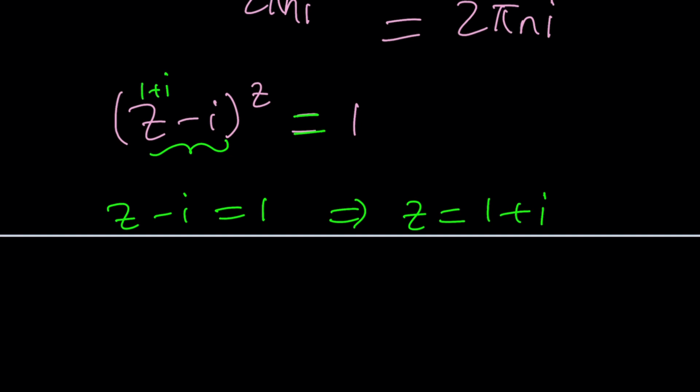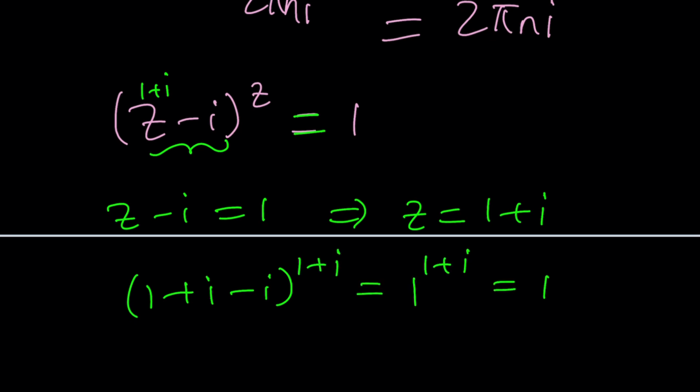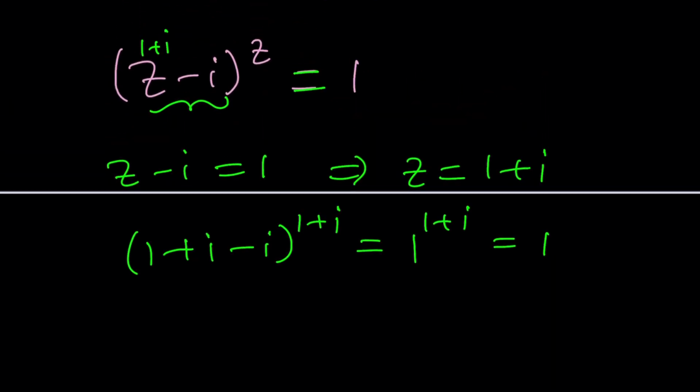So (1 plus i minus i) to the power 1 plus i is 1 to the power 1 plus i, which is equal to 1, because when you have 1 at the base, the answer is always 1, right? I hope so. Okay, so it looks like z equals 1 plus i is a solution. I don't think 1 minus i will work. You can find another solution. You can try it. For example, is negative 1 plus i going to work? Give it a try and let us know.